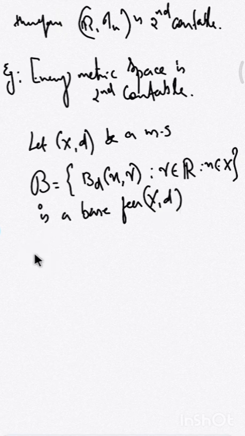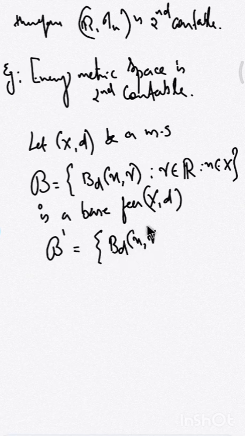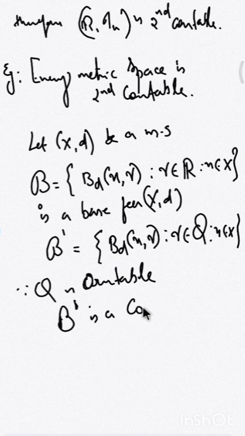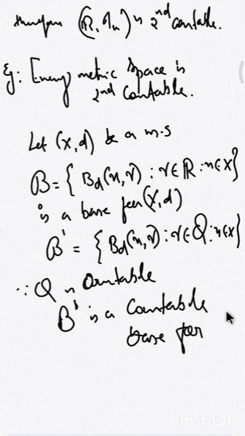Then I would like to change the radius. Let the collection ℬ' be again the open balls centered at x with radius r, but with the radius varying over the rationals and x varying over X. Then this collection can be put in correspondence with a countable set built from Q. Since Q is countable, ℬ' is a countable base for the metric topology of X. Therefore, every metric space is also second countable.